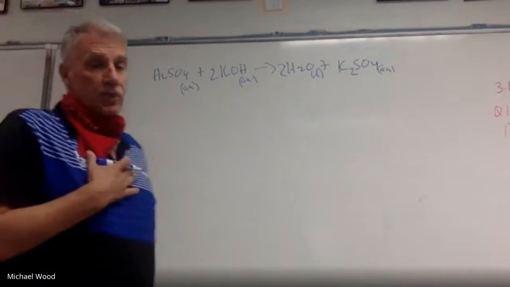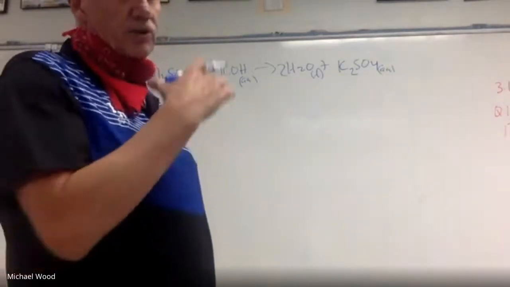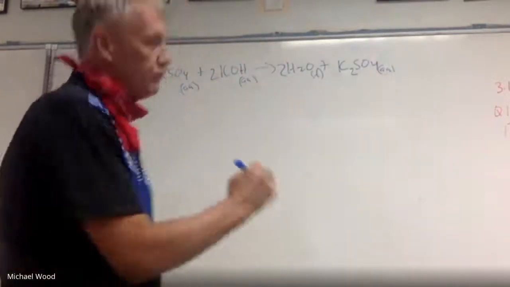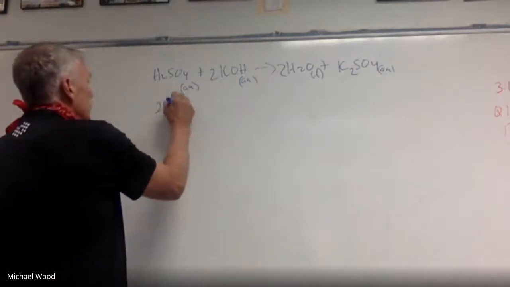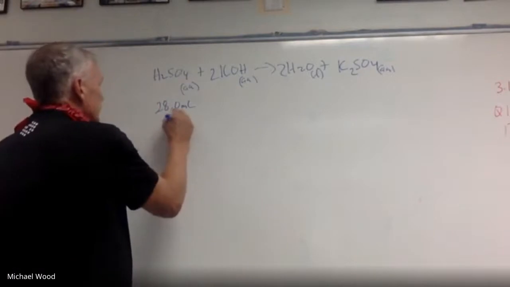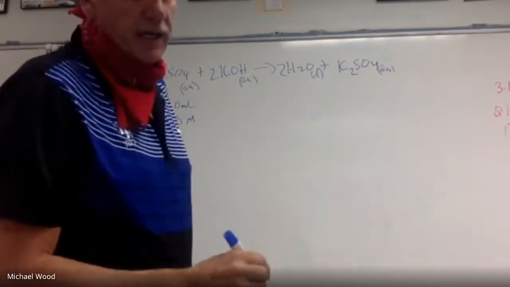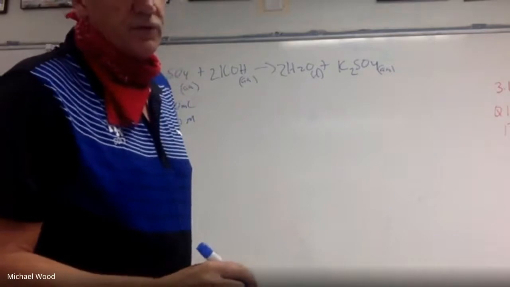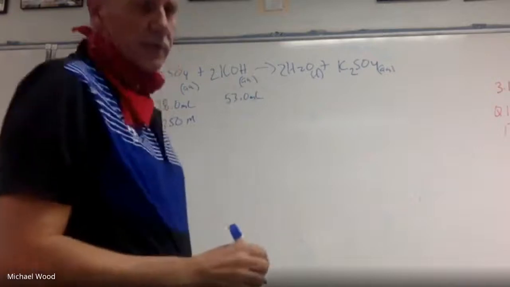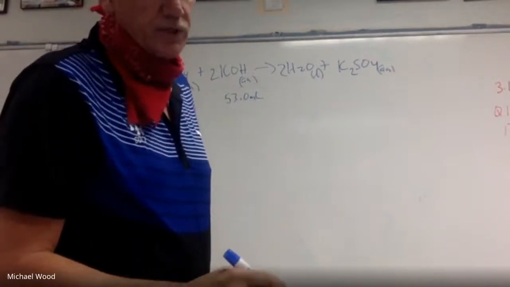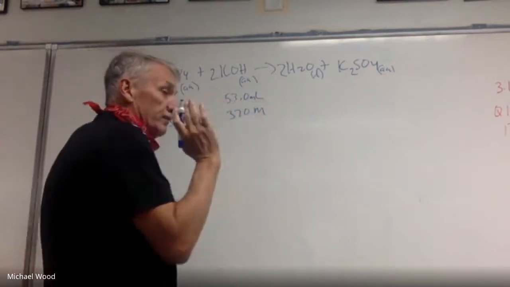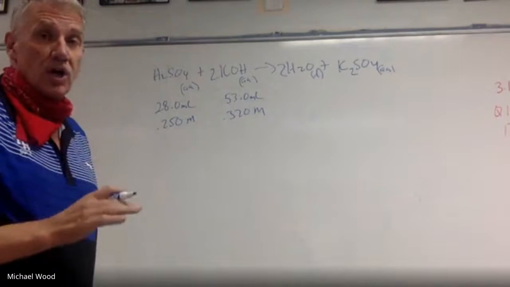Okay, so now this is what I always do. I have all these numbers, so I always write down the numbers that go with what part of the balanced equation. So I have 28 mils, and I have a 0.250 molarity of this, and I have 53 mils, and I have 0.320 molarity of this.